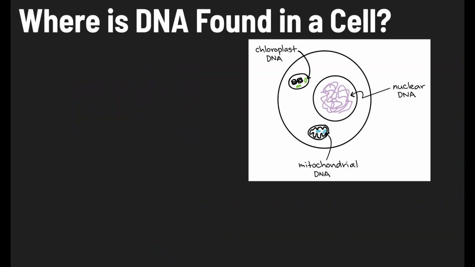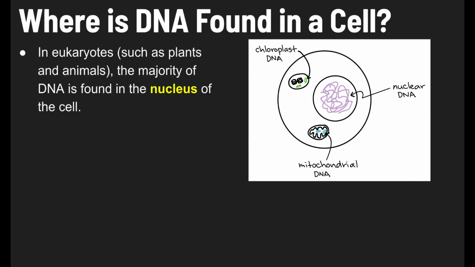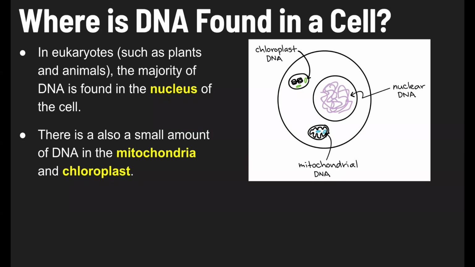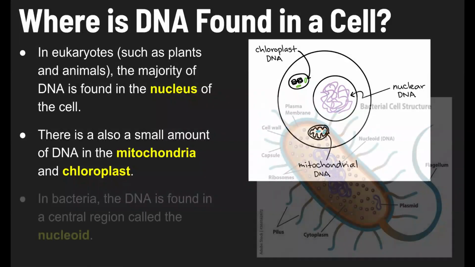So within a cell, where is DNA found? In eukaryotes, like plants and animals, the majority of DNA is found in the nucleus of the cell. There's also a small amount of DNA in the mitochondria and the chloroplast. We've talked previously about the mitochondria and chloroplast. The mitochondria played an important role in cellular respiration, and the chloroplast played an important role in photosynthesis. So each of those organelles has DNA inside of it.